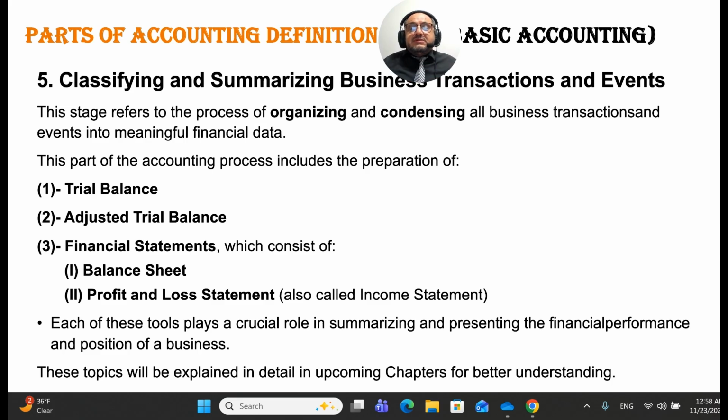All these topics you will be able to understand if you are a student: how to solve the trial balance and how to transfer the total debited amounts of each account and total credit amounts of each account to the debit and credit columns of the trial balance.